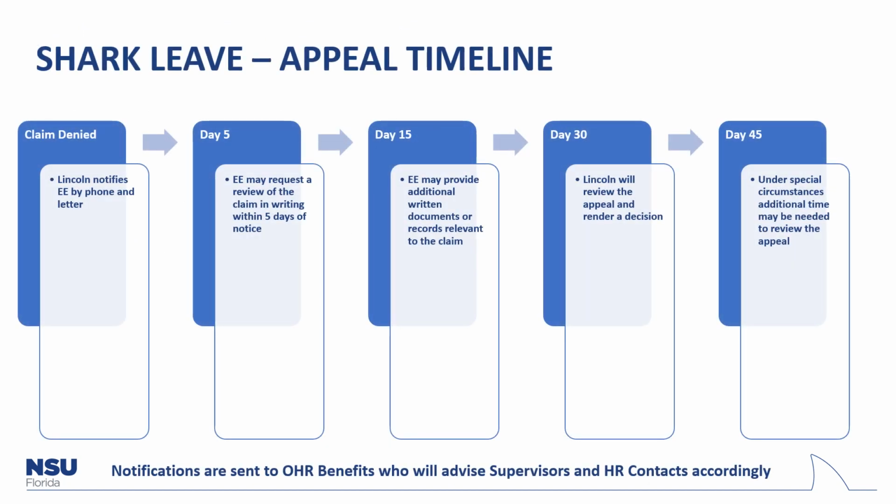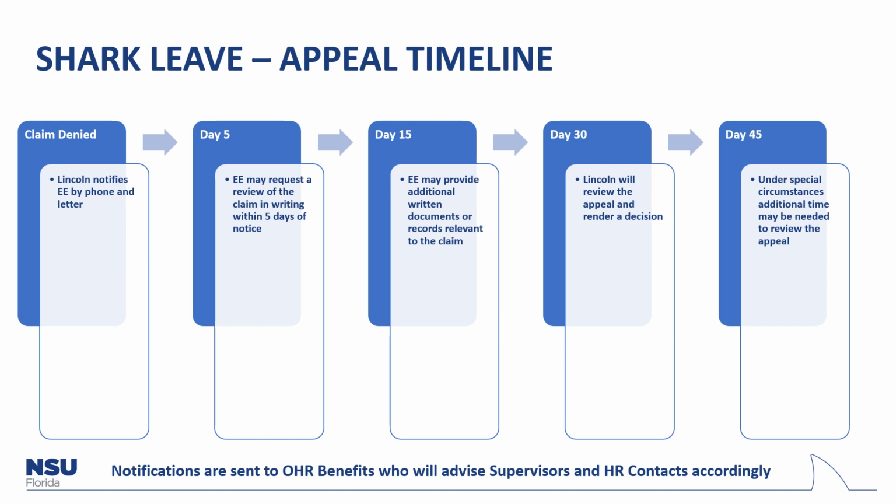When a claim is denied, employees have 5 days to submit in writing a request for a review of the claim. They have an additional 10 days to provide any written documents or records relevant to the claim. And once the information is submitted to Lincoln, Lincoln's got 15 days to render a decision. In special cases where the claim might be particularly complex, Lincoln may request an additional 15 days. So typically an appeal and decision is rendered within 45 days.